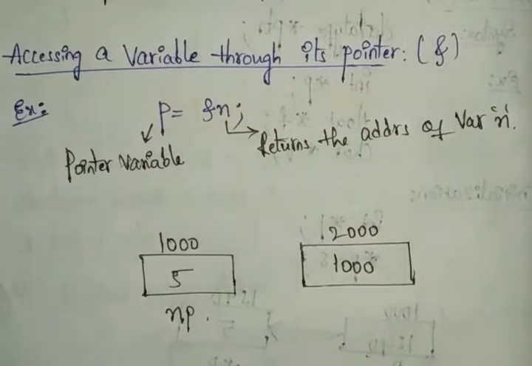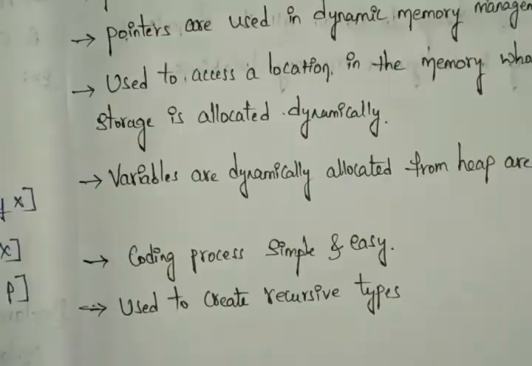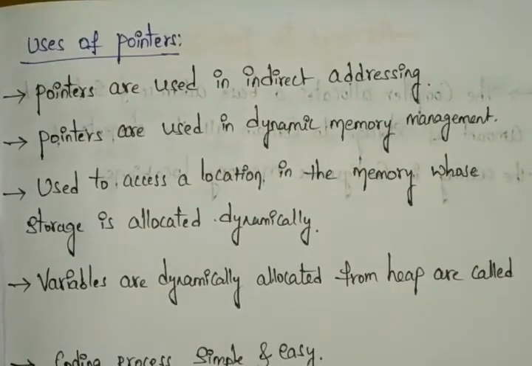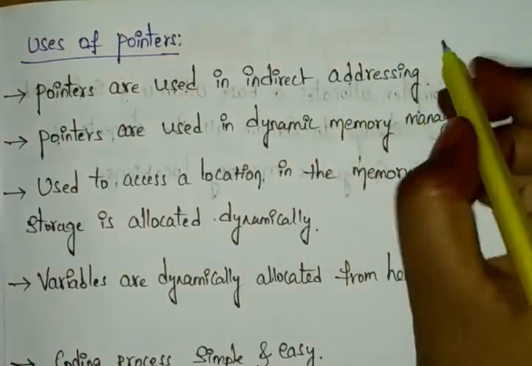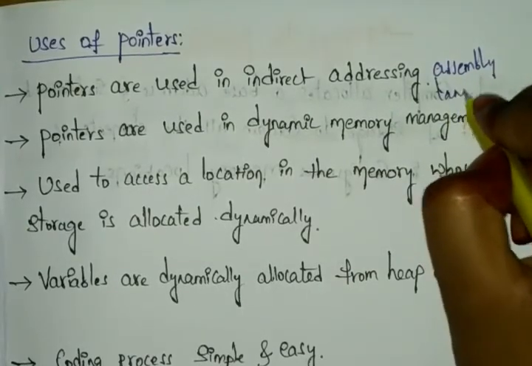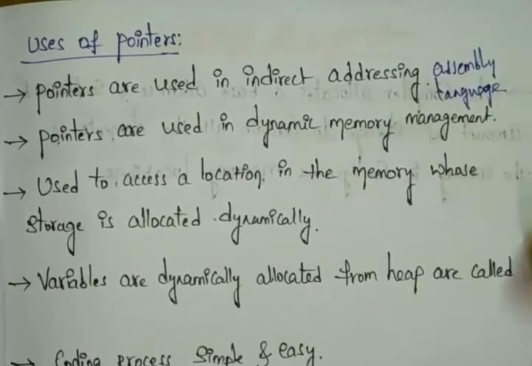And next, we have some uses of our pointers. So whatever pointers you have, those will be used in indirect addressing. So pointers are used to perform indirect addressing. This indirect addressing can be used in assembly language, like a low level language. This indirect addressing is used in assembly level language. We can also call it a low level language.